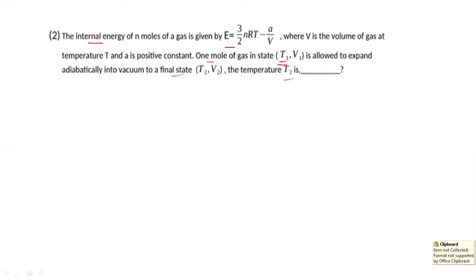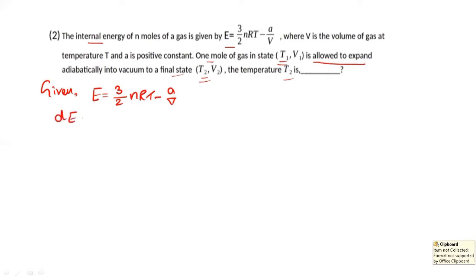So it is very simple. The internal energy is given to us for n moles. So we have to find, when 1 mole of gas in a state with this temperature is allowed to expand freely into the final state, what will be the temperature T2. So first of all, what we will write here? Given: E is equal to 3 by 2 nRT minus A by V. So one thing here, it is allowed to expand adiabatically into vacuum. That means it is allowed to expand freely.